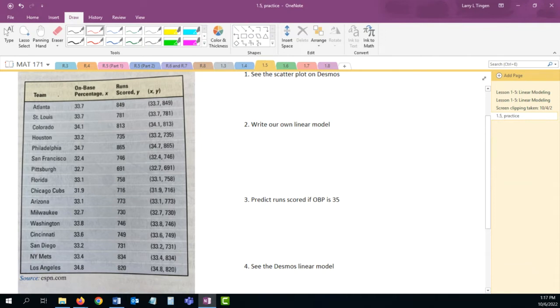Desmos does give it to you, but that's the linear model from Desmos. So we're going to make our own, and then we're going to look at the linear model that takes into account all of the data. All right, so let's look at Florida and Milwaukee. So the 2 points, and this is how the problem has been done. This is how we've done every one of the problems so far.